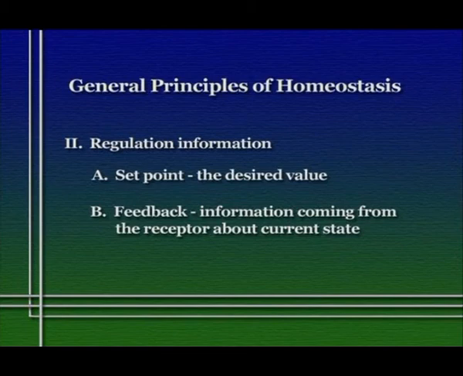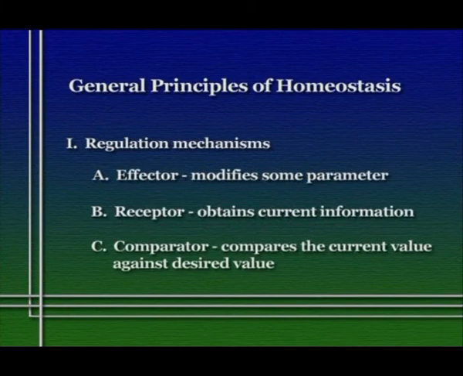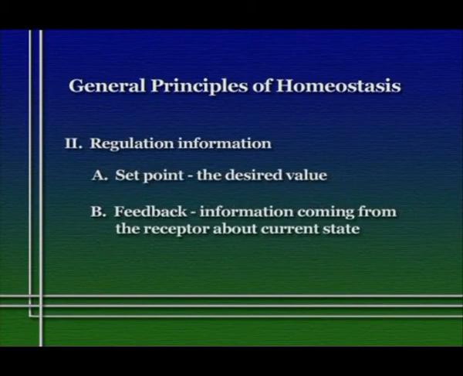Now, a point to note here is that whereas receptors, effectors, and comparators are all kinds of mechanisms, right? So receptors are the speedometer mechanism, effectors are the brakes or the accelerator, and the comparator is your cruise control. The terms set point and feedback refer explicitly to types of information. They're not mechanisms, they're a kind of information.